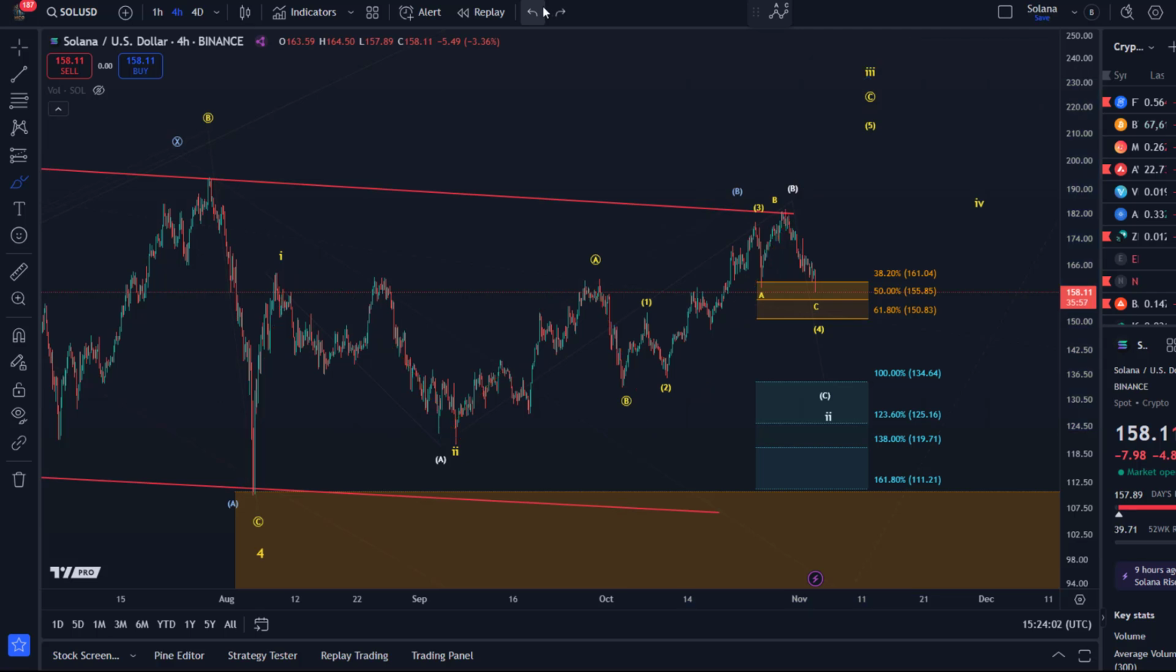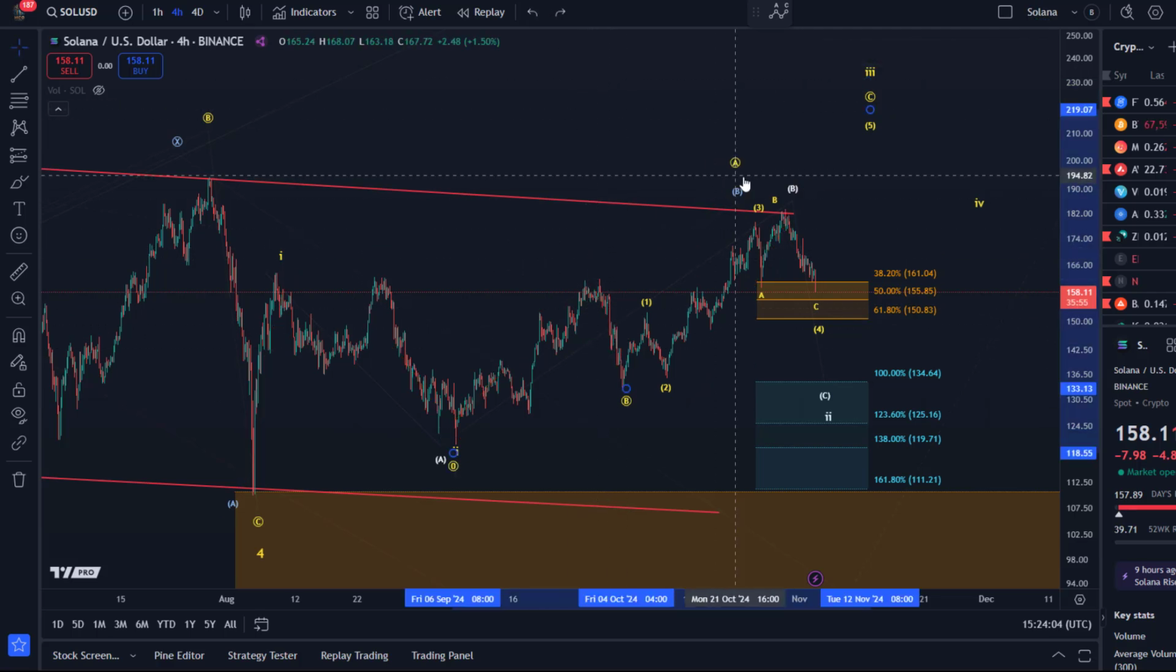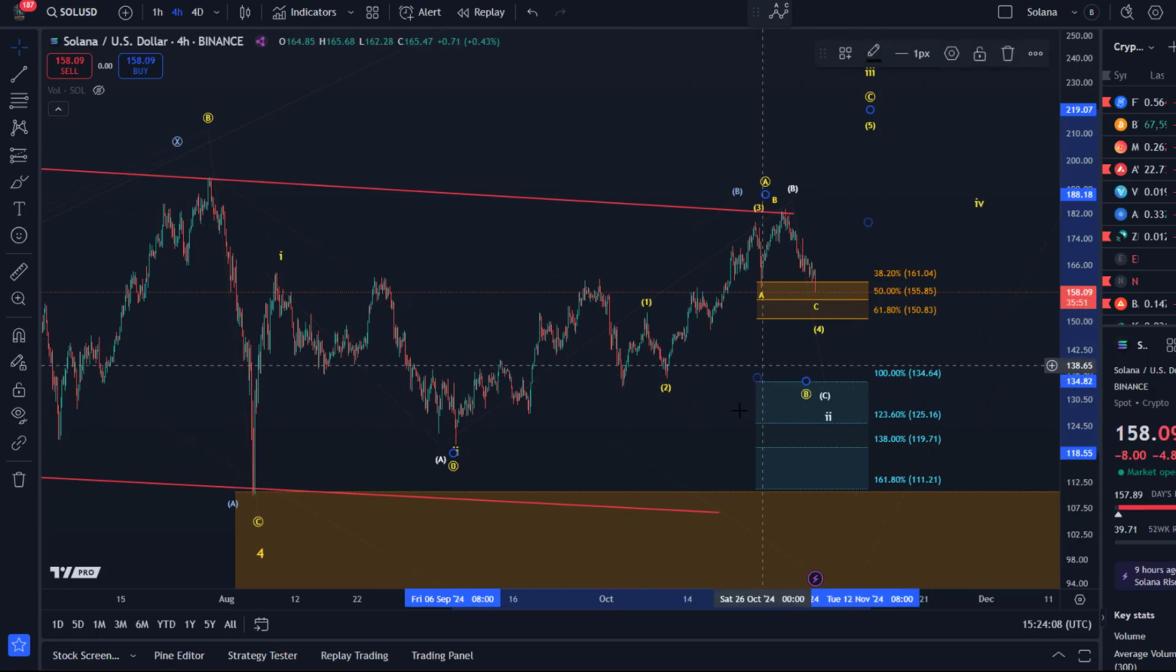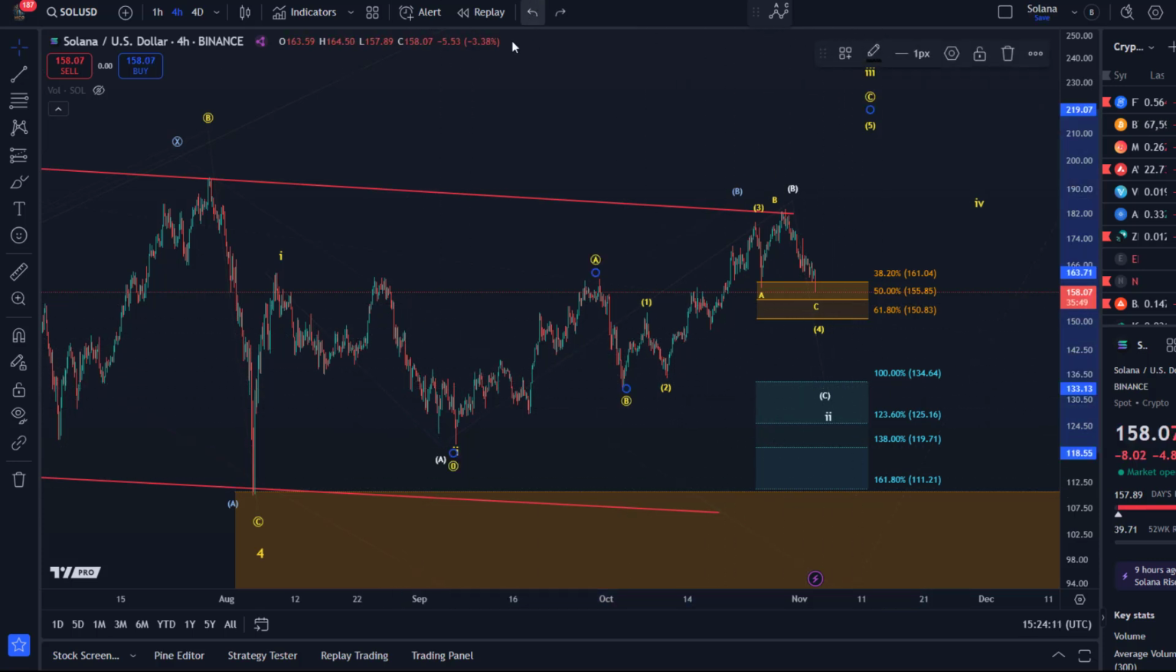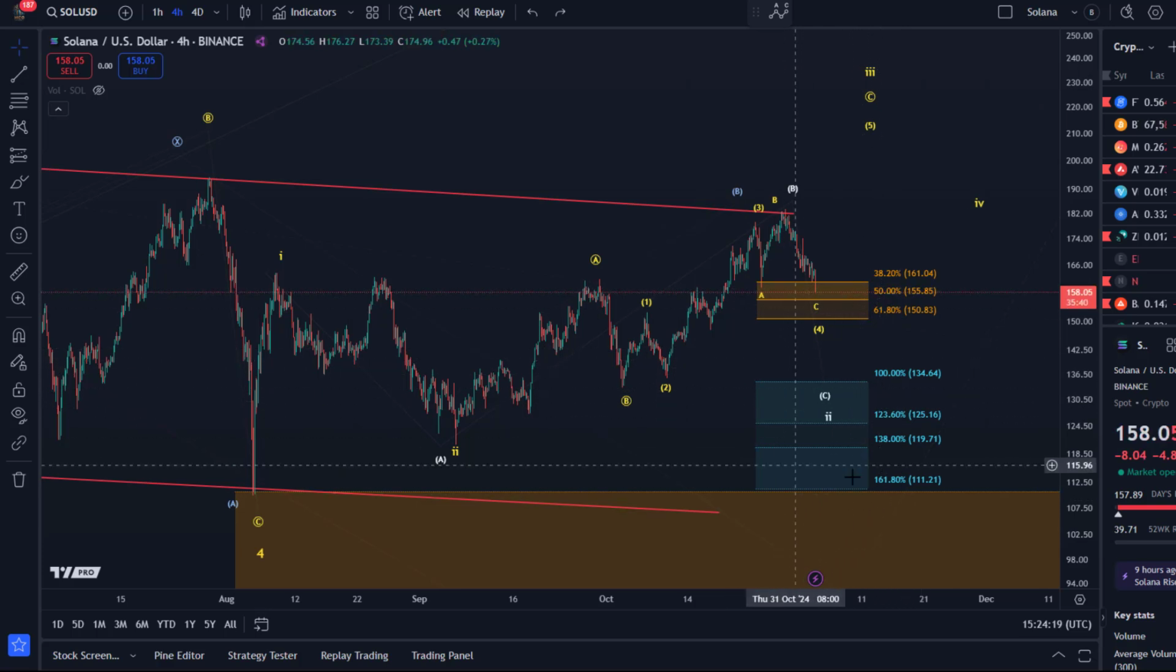There might be a small variation of this where we say maybe the A wave is here, maybe the B wave is here, but it wouldn't change anything. The support area would still be relevant. So I think I would prefer the white count. If we break below $150.83, the focus clearly shifts towards that lower support region.